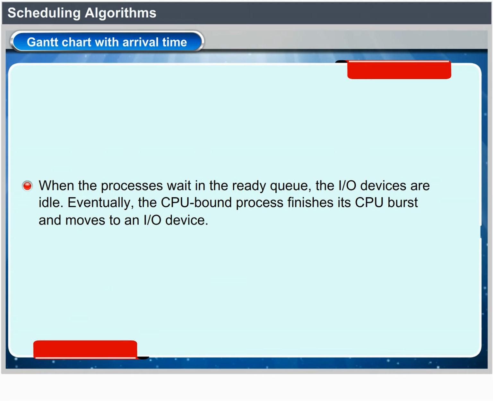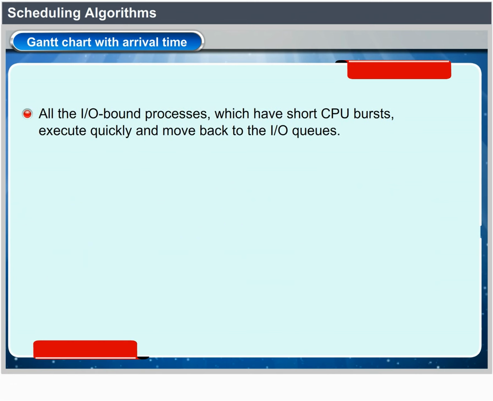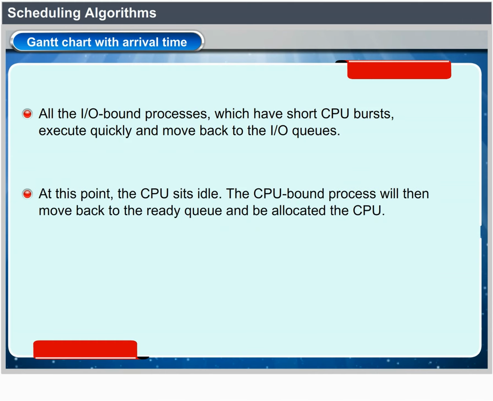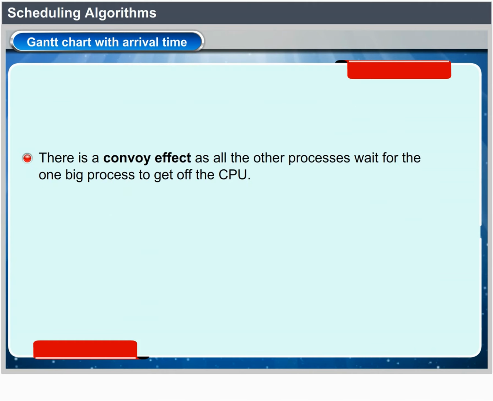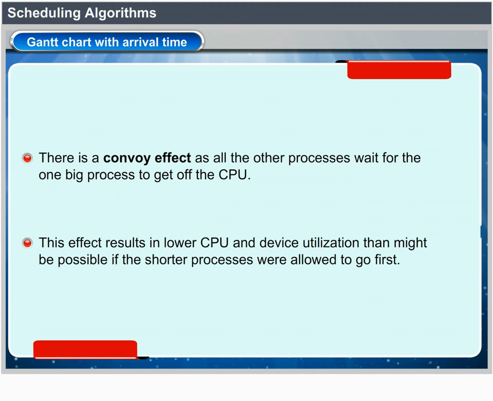All the input-output-bound processes, which have short CPU bursts, execute quickly and move back to the input-output queues. At this point, the CPU sits idle. The CPU-bound process will then move back to the ready queue and be allocated the CPU. Again, all the input-output processes end up waiting in the ready queue until the CPU-bound process is done. There is a convoy effect as all the other processes wait for the one big process to get off the CPU. This effect results in lower CPU and device utilization than might be possible if the shorter processes were allowed to go first.